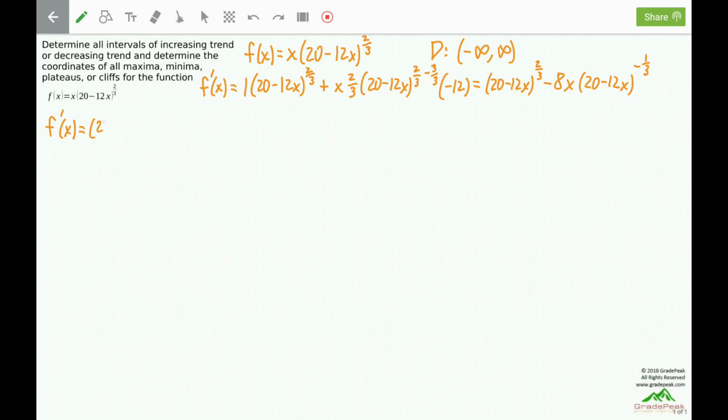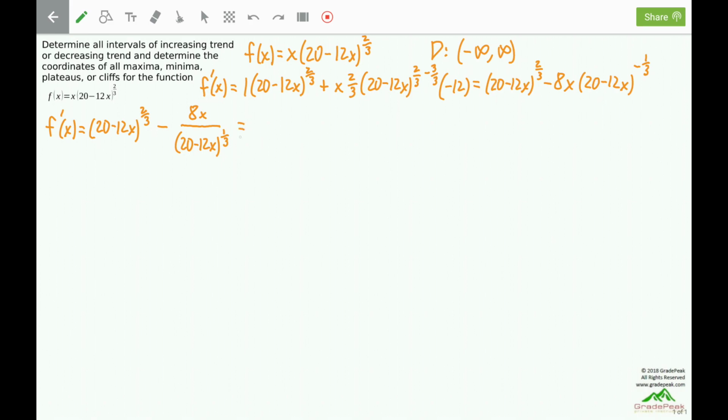We'll leave the first term alone. In the second term, the negative 8 and the x are to a positive power, so they stay in the numerator, and the 20 minus 12x to the negative 1/3 can move to the denominator to become a positive 1/3. As soon as one or more terms in the first derivative have a denominator, we have to put all terms over a common denominator to get a single fraction for the first derivative in order to find critical numbers.